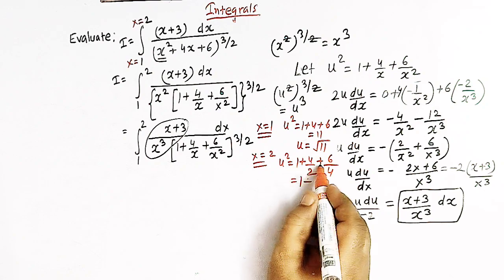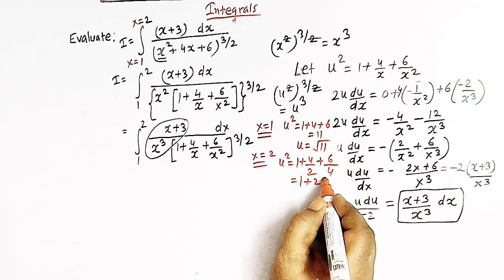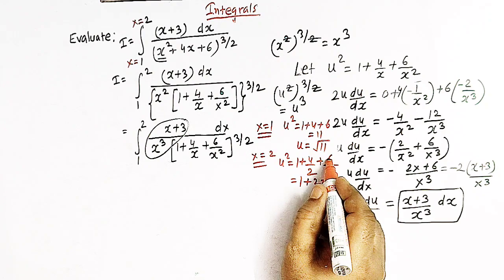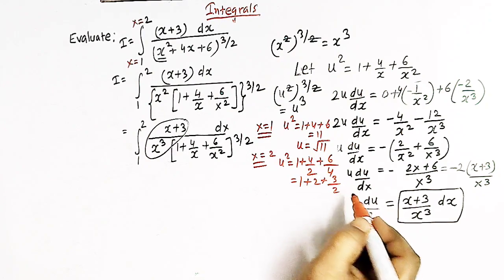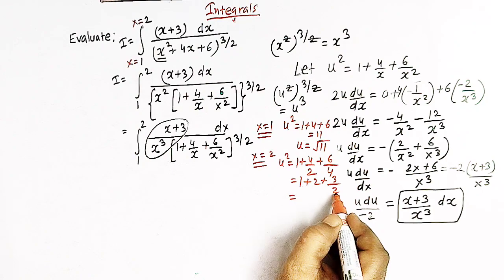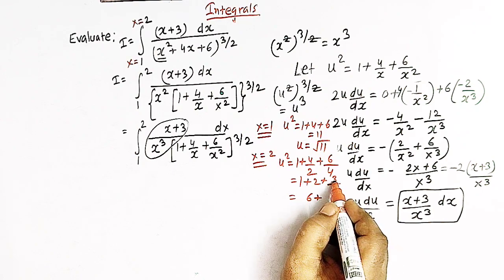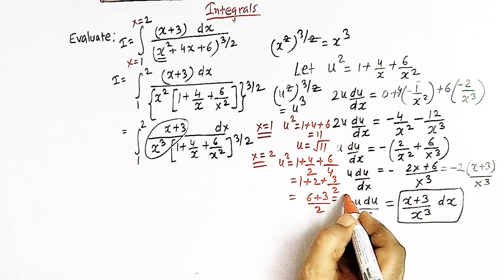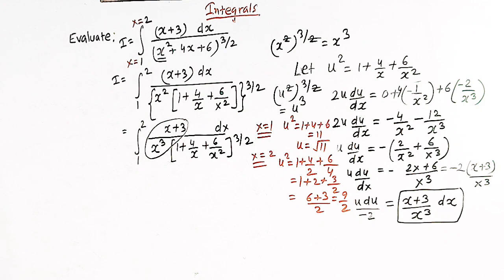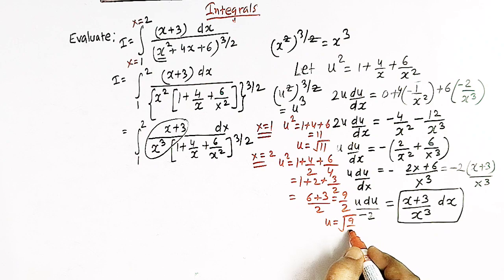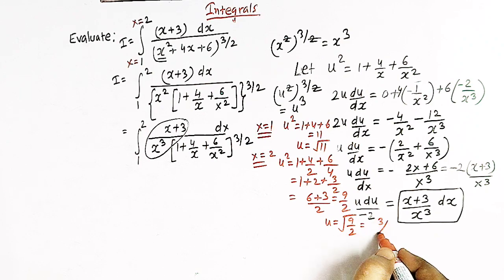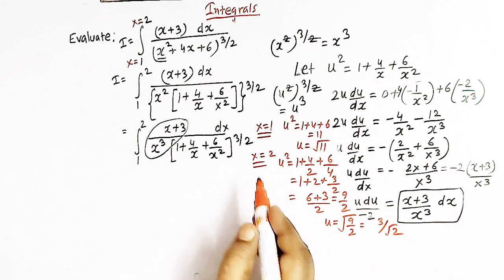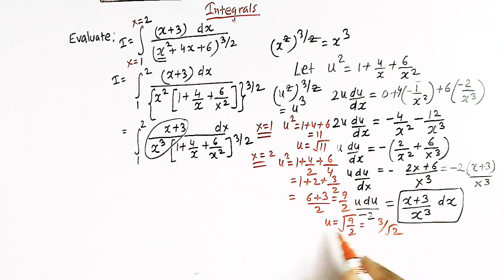So here we have 1 plus 2, then here we have 2 times 3, and here we have 2 times 2. So this is 3 times 2, 6, and here we have 3, and this is 2, so this is 9 over 2. Right? So the value of u can be written as square root of 9 over 2, that is 3 over square root of 2. So when x is equal to 2, we have u is equal to 3 over square root of 2.